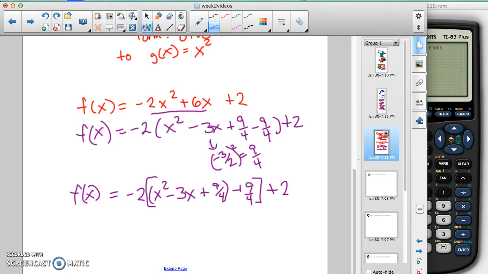in this negative 2 multiplication. So we're going to have to distribute that. Before we do that, we're going to distribute this negative 2. So we're going to have a negative 2 times x squared minus 3x plus 9 over 4, and we're going to have a negative 2 times negative 9/4, because this negative right here stays there.